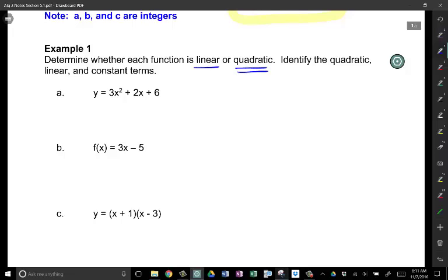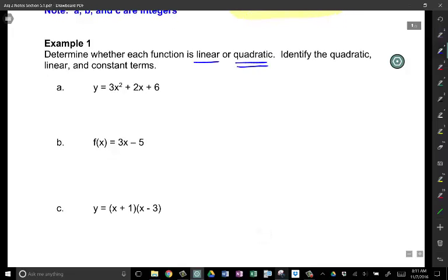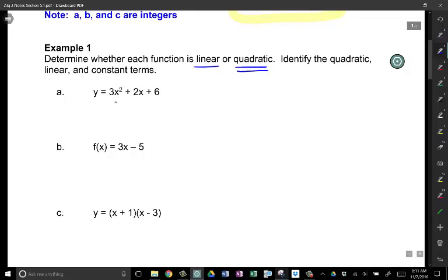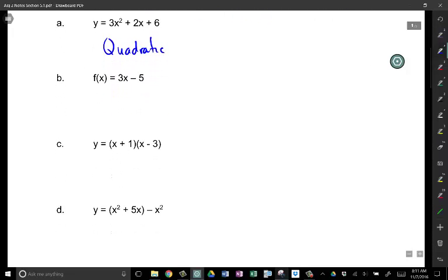So let's quickly identify here with either an L or a Q. First one, is there a squared term? Okay, so this one clearly is quadratic. Second one, 3x minus 5, linear or quadratic? Linear, because there's no squared term.